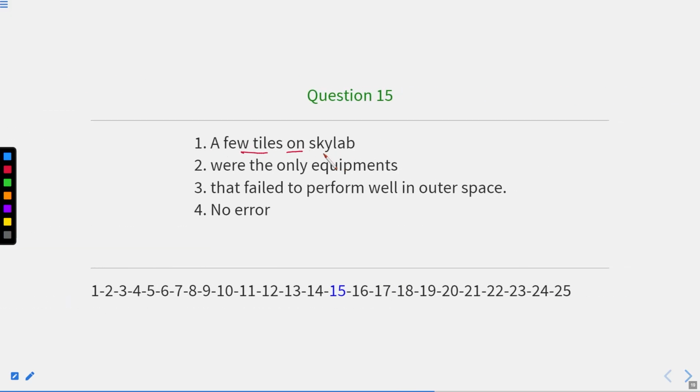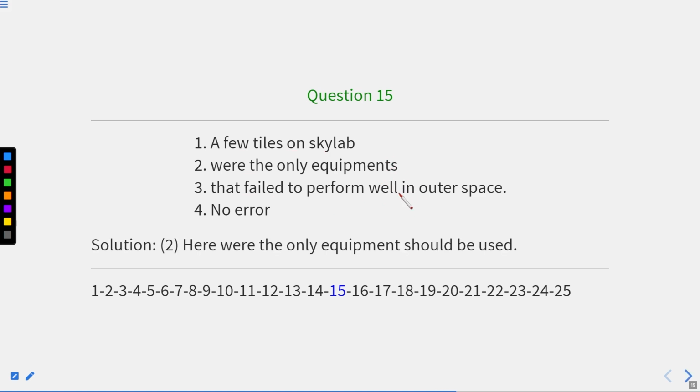A few tiles on the Skylab were the only equipments that failed to perform well in cloud space. Now, whenever we have one equipment, we do not write S with it. Okay. So here, the only equipment should be used. Okay, we cannot write equipments.